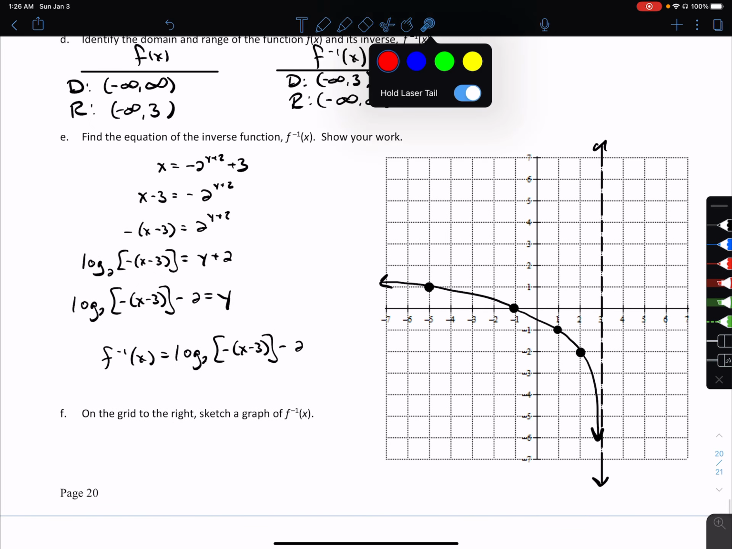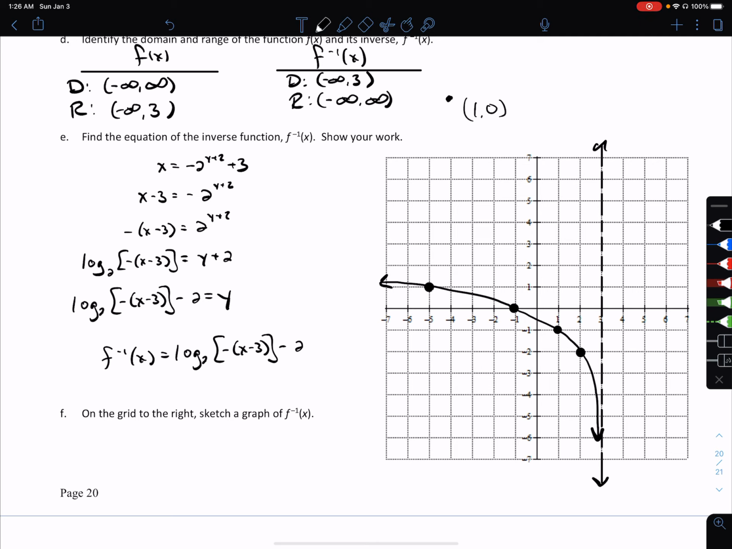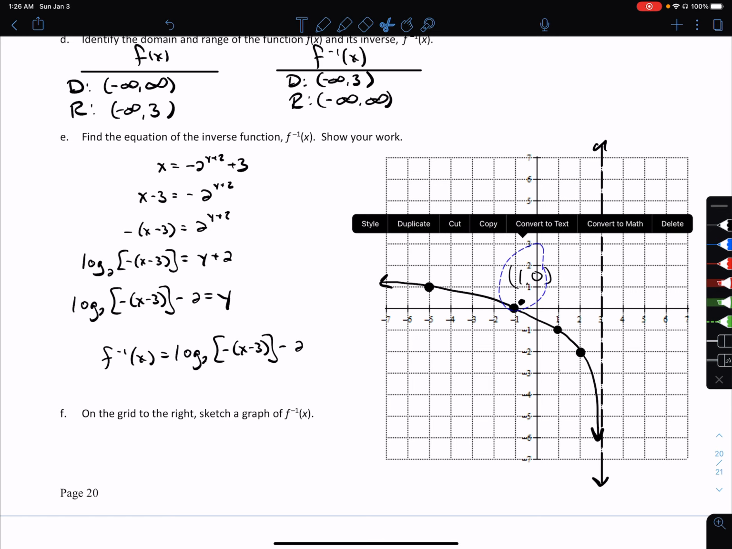Here's how I sketch this. We took the starting point of (1, 0), which would be right here. And then we have to flip this over the vertical asymptote. That's what this negative here does. That puts this point over here at (-1, 0).